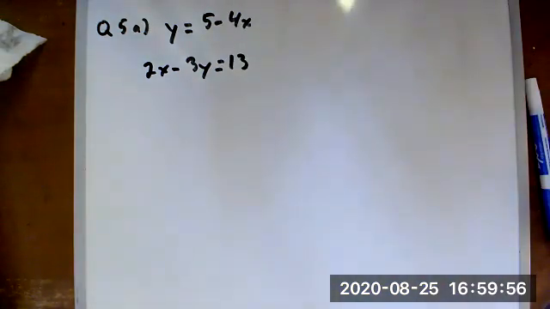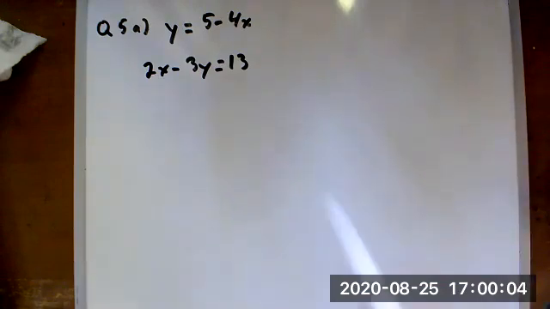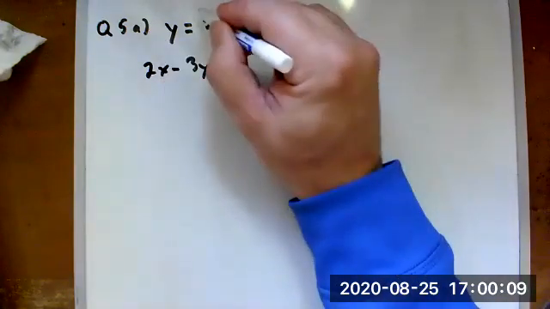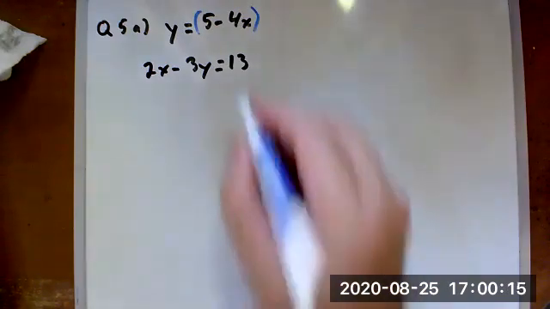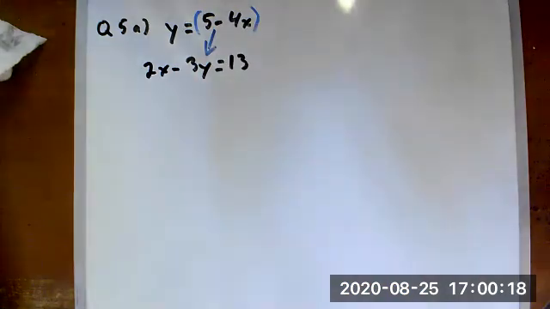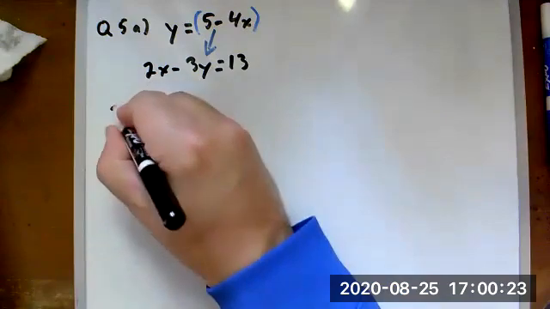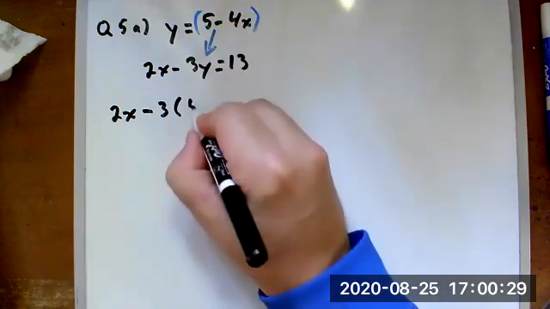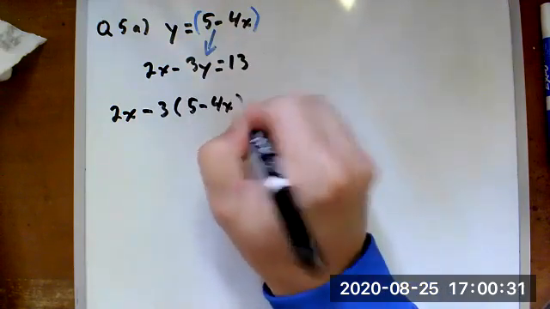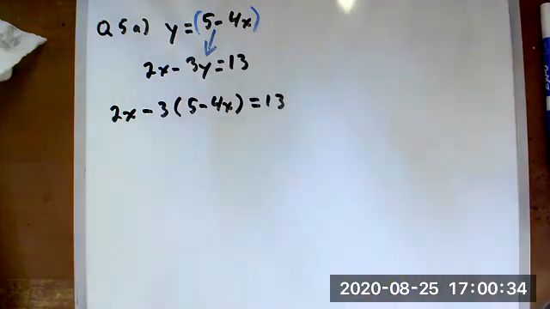Because we are solving by substitution, we are, of course, looking to substitute one thing for another. If we take a look at our equations, we can see we already have one of them in this form, which helps us out. We know what y is equal to. y is equal to this expression, 5 minus 4x. Because y is equal to that expression, we can replace y in the second equation with that expression. And it becomes the following. 2x minus 3 times 5 minus 4x equals 13.